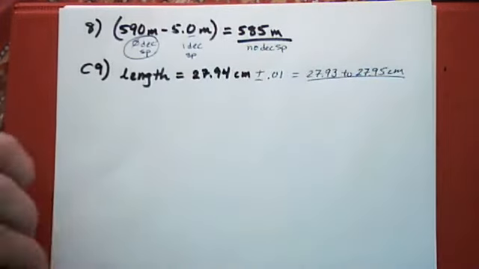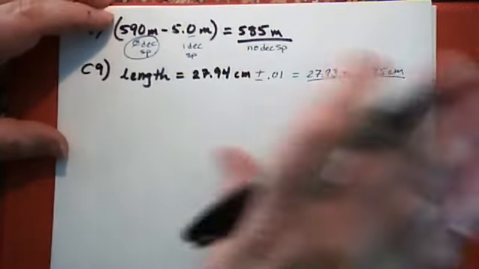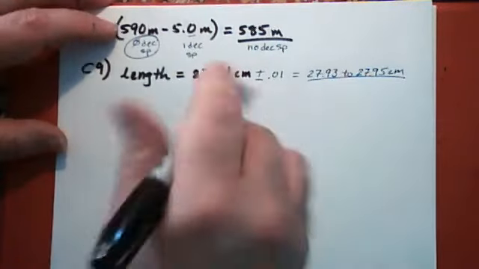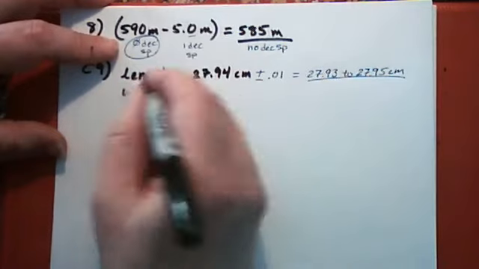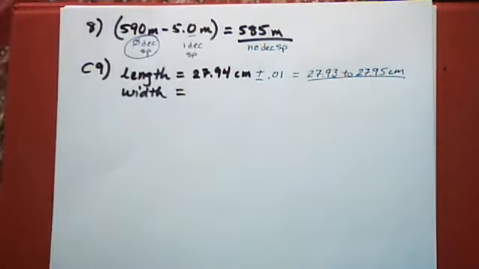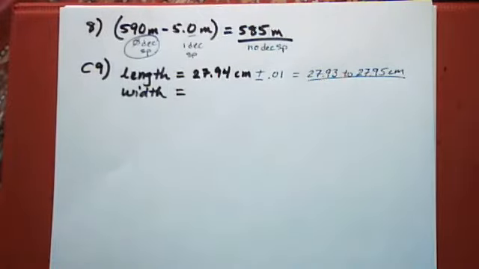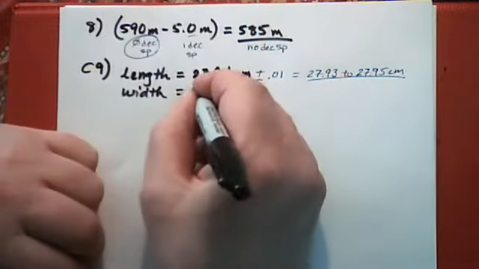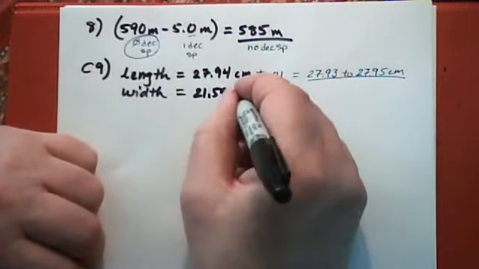So that means that this number would actually represent a range anywhere from 27.93 to 27.95 centimeters. Okay, so that would be the length. The width of a standard US piece of paper is 8.5 inches, and 8.5 inches corresponds to 21.59 centimeters.